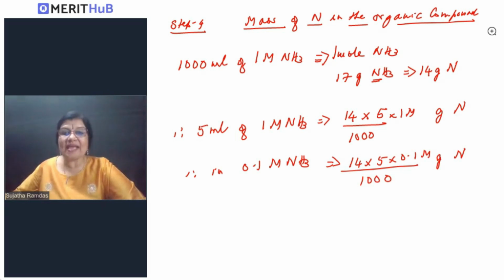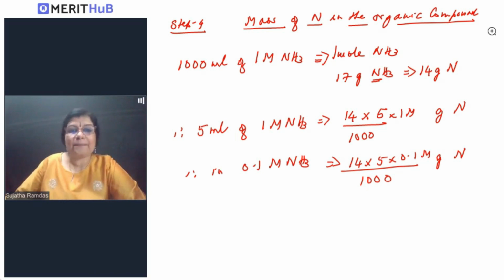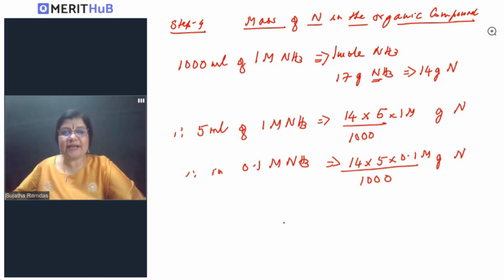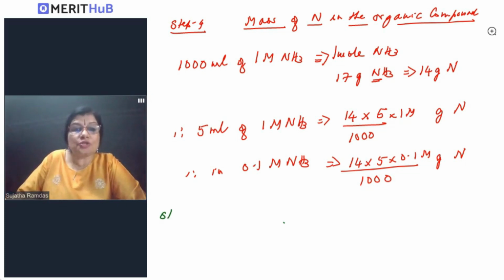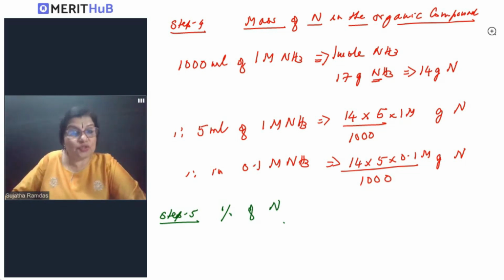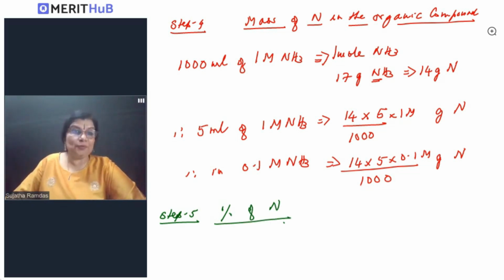So this would be the mass of nitrogen in the organic compound. All right, so we got the mass of nitrogen. Now, what is the final step? We have to find out the percentage of nitrogen in the organic compound, right? So now let's do that step. The next step, so this was step 4, and now we move on to step 5, the last step, to find out the percentage of nitrogen in the organic compound.